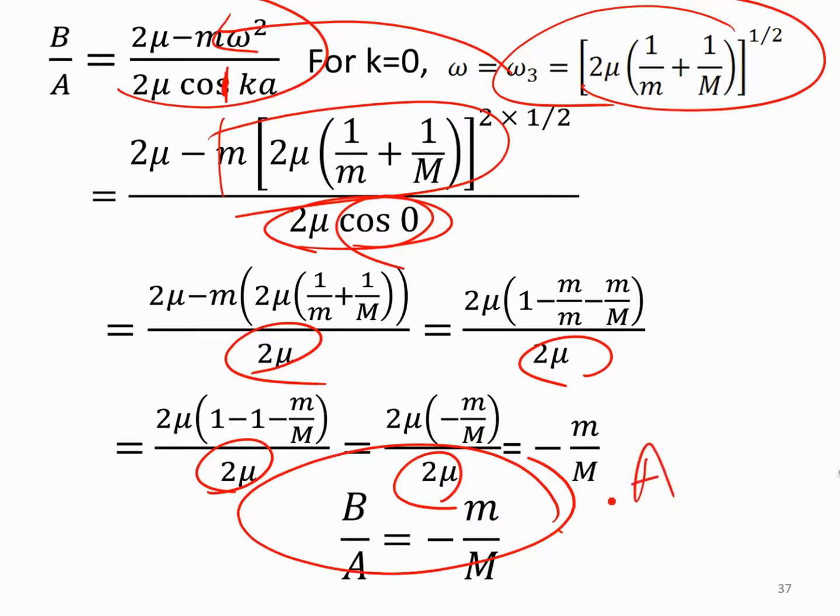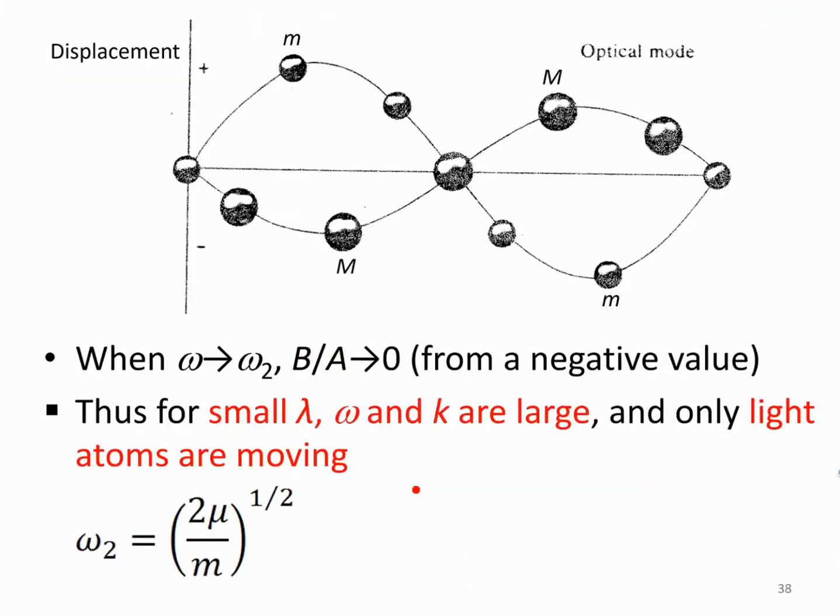Or in other words, A over B, you will get capital M over small letter m, negative. No matter A over B or B over A, you get a negative sign here. And this negative sign indicates that they move in different or opposite directions. Like small letter m moving up, then capital M will move down. That's the reason why they have opposite amplitudes. This one is, let's say, positive 5, then this one negative 5. So for the ratio of m over capital M, you will get a negative value.